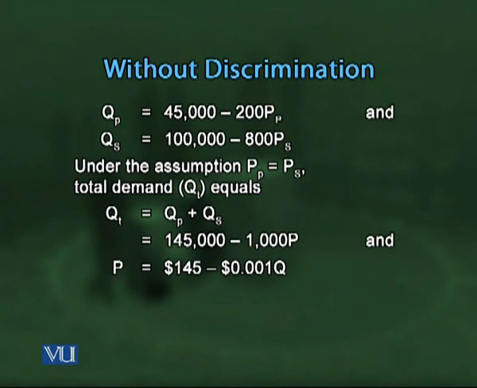this is equal to QP plus QS, that is जो public demand थी और students की जो demand थी, इनको जब हम add करेंगे, we get the total demand which is equal to 145,000 minus 1000 P. And in terms of price as a function, that is, in order to find the price function, we invert this and we get P equal to 145 minus 0.001 Q.